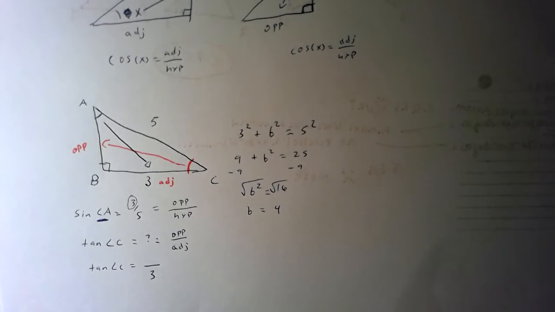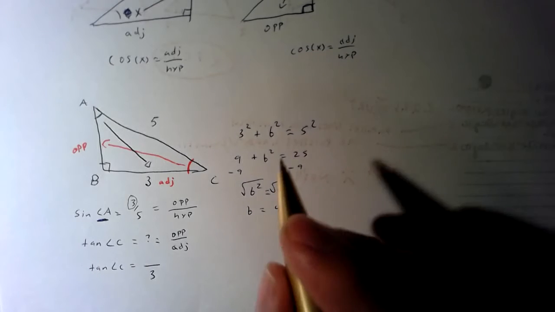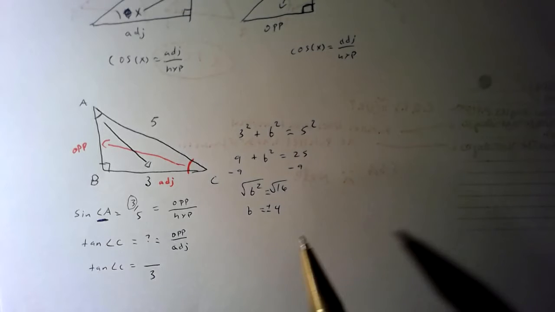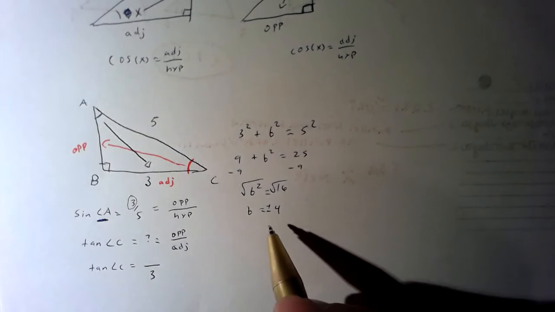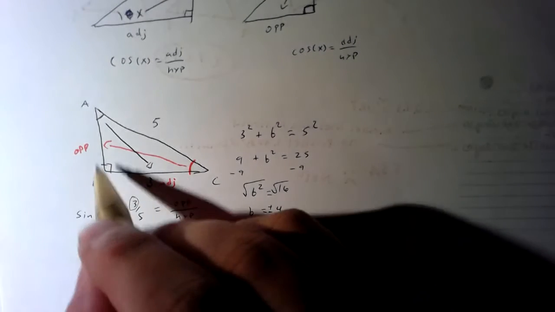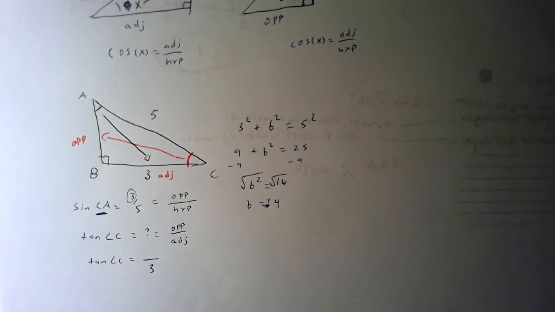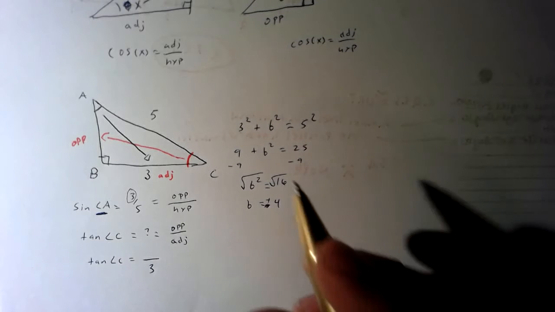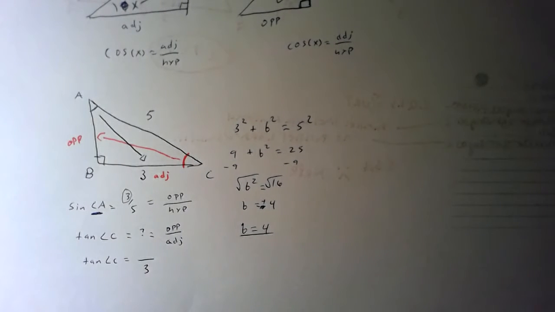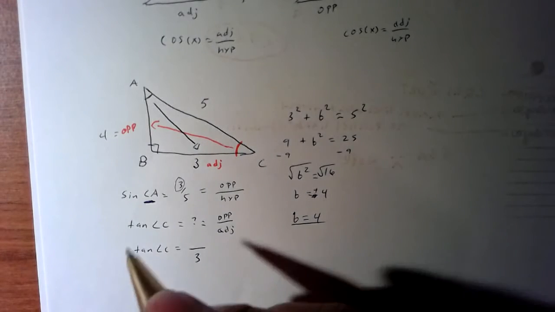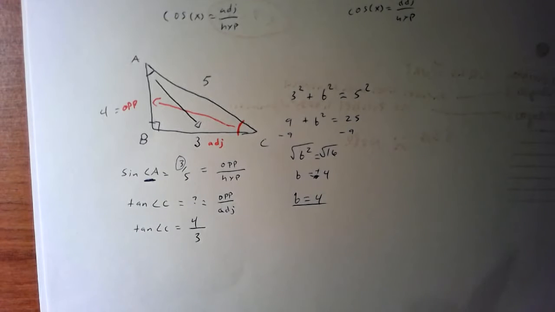Now you might remember in algebra, when you take the square root, you should always have plus or minus. The problem here is that this is a geometry context, and we can't have negative numbers for our lengths. Lengths have to be positive. So that's why when we're doing the Pythagorean theorem, we just disregard that negative 4. We only look at the positive, so b equals 4. That means that the opposite is 4, which means that this part right here is 4. And that's the ratio. Tangent of C equals 4/3.